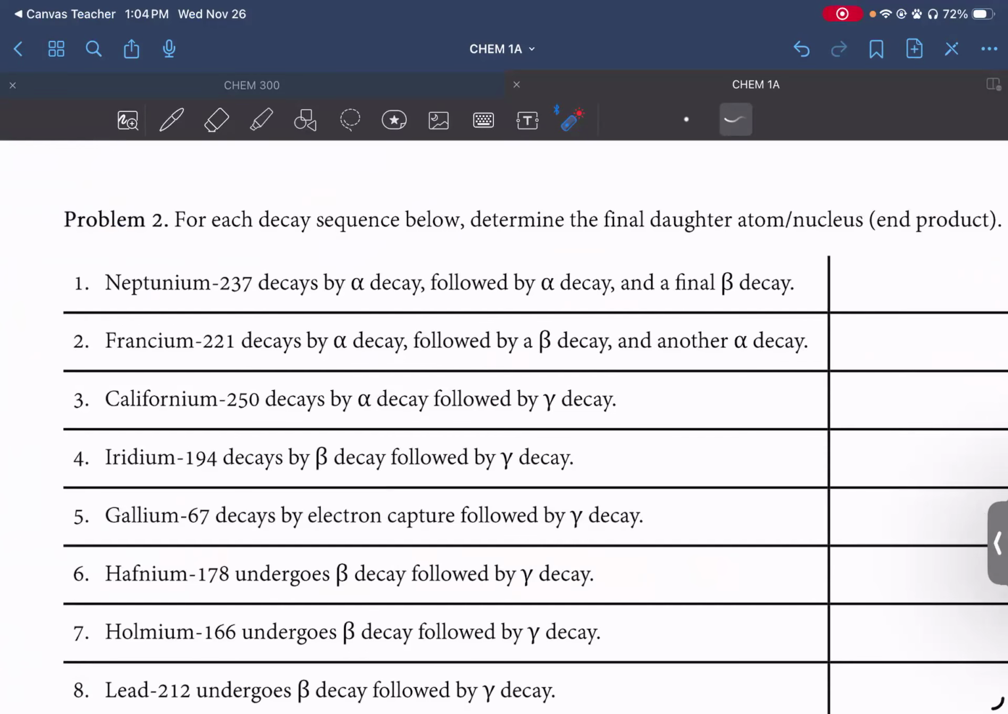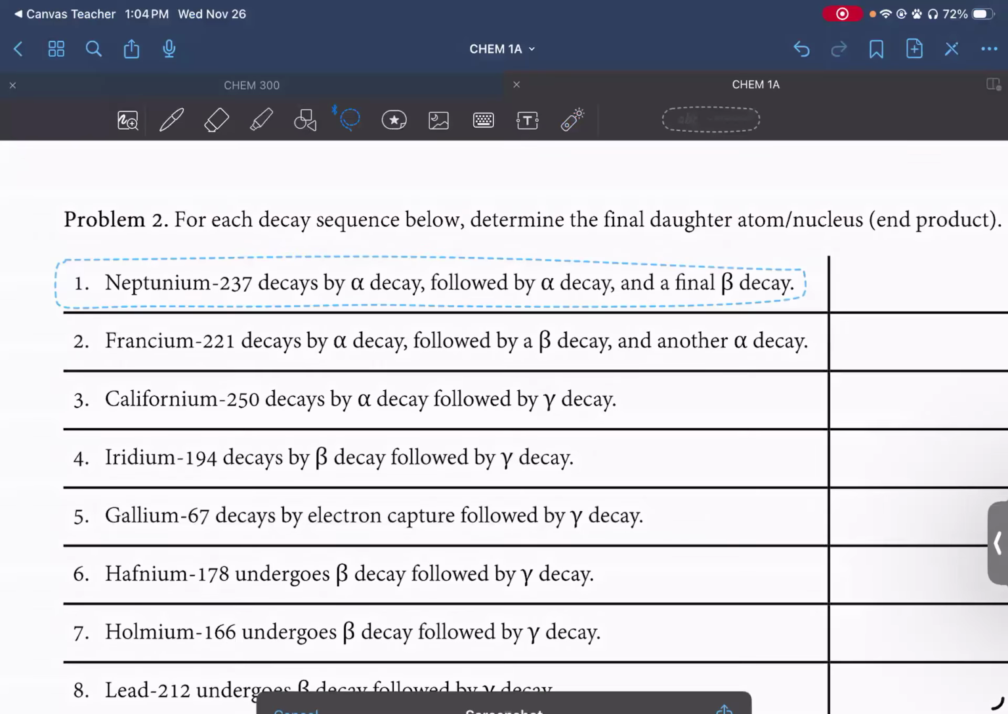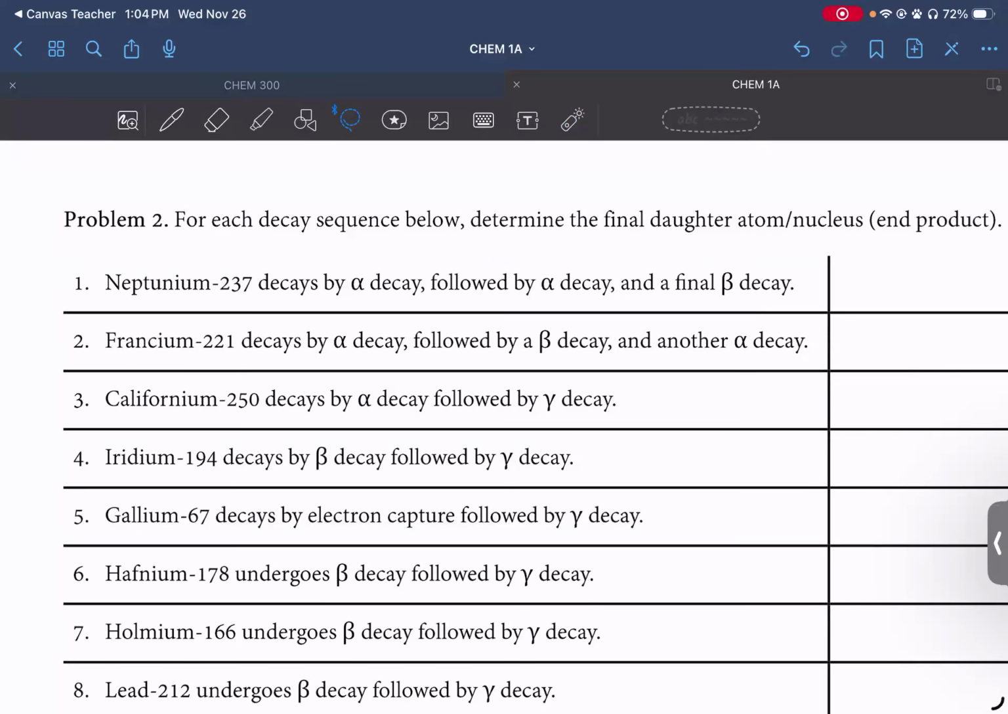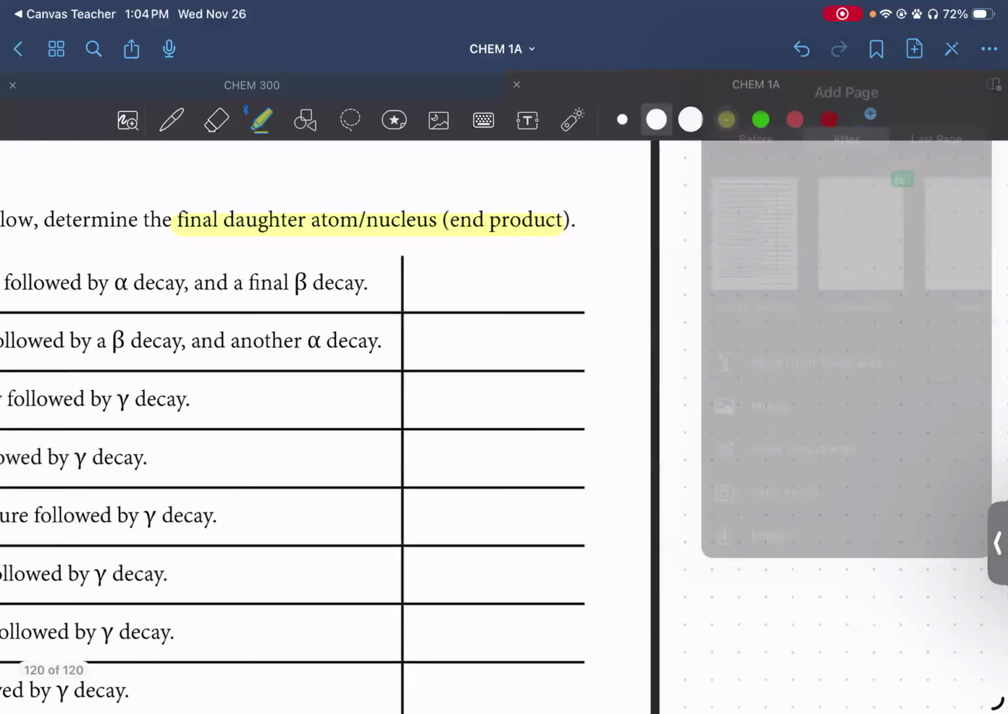I would like to try one question from problem 2, because it looks like we're running out of time. At least get some practice as to how to approach this question. The prompt says, for each decay sequence below, determine the final daughter atom or nucleus, aka end product. So in this case, I am not looking for all of the equations. I just want to know what is the final one. What is the final atom formed?